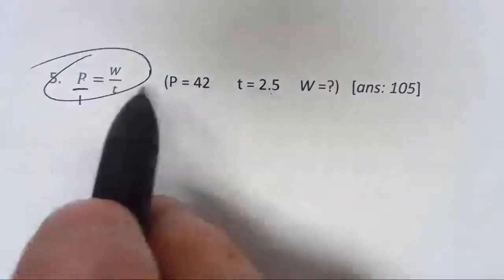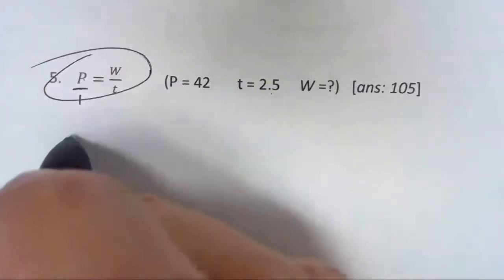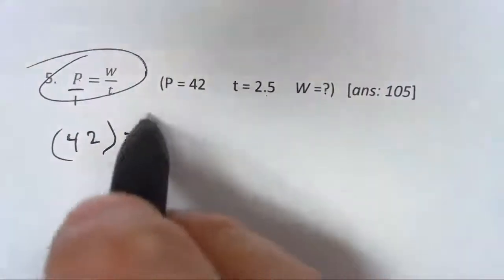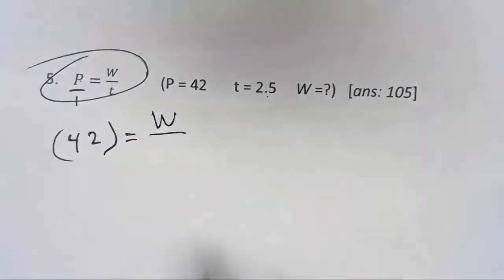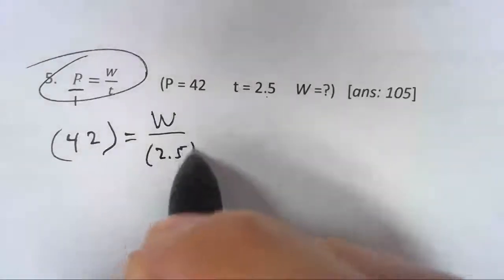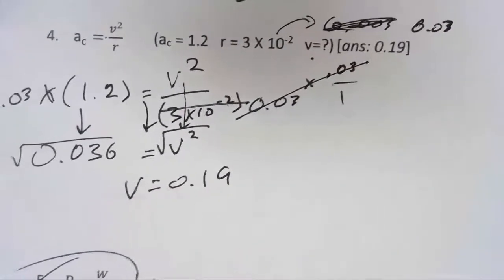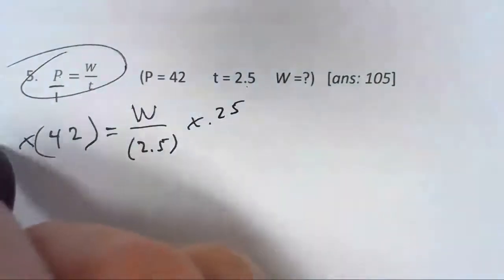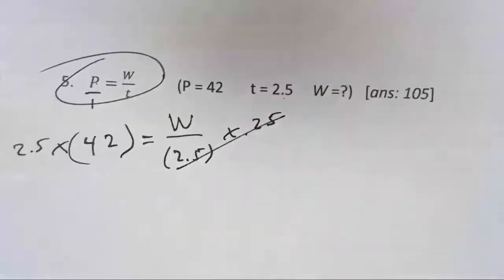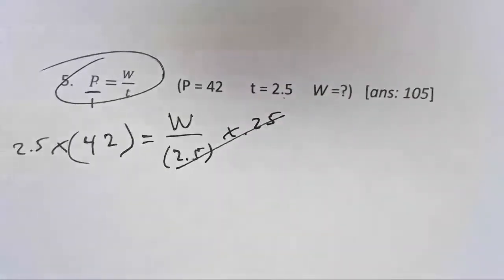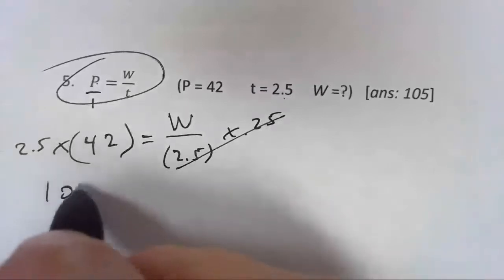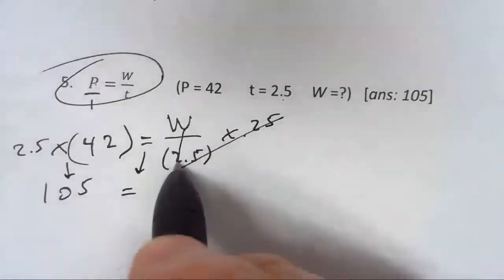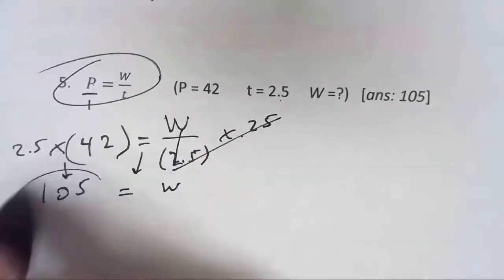They give you P, it gives you T, and it asks to find W. So we're going to plug numbers in here. P is 42. Bring down the equal sign. W is what we're solving for. That's got to stay. And my time is 2.5. This is exactly the same problem as the one up above. We're going to multiply by 2.5 on both sides. It gets rid of it on the right. 2.5 times 42 happens to be 105. So I'm going to bring that down, bring down my equal sign, and bring down my w because I didn't change it, and that's our answer.